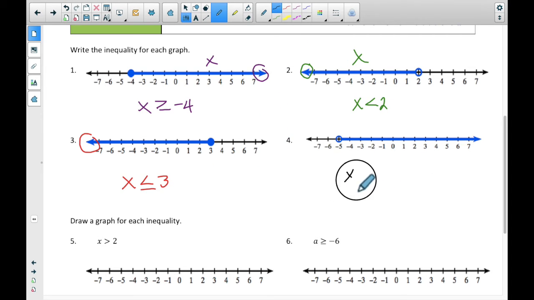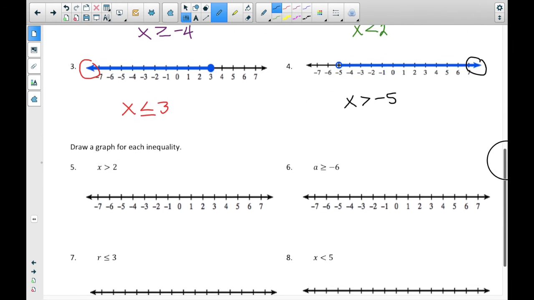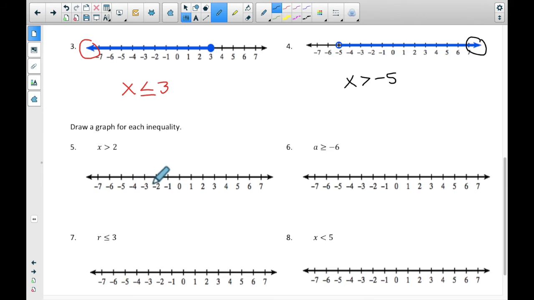Last one here, x greater than, over here, but no equals, it's open, and a negative 5. We'll practice this in class. All right, now they're asking us to go the other way. Okay, we're going to follow the same basic principles I was just talking about.